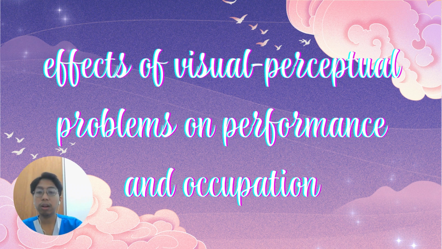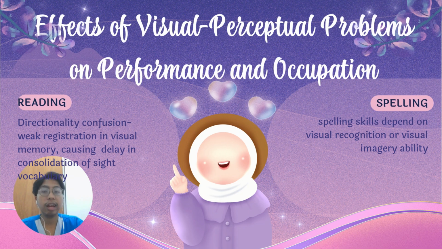Next, I want to talk about the effects of visual perceptual problems on performance and occupation. Let's start with the first one, which is reading. Directionality confusion is equal to weak registration in visual memory, causing delay in recognition of sight vocabulary. When it comes to reading, we need to understand where our eyes go, whether to read from left to right or right to left, from up to down or down to up. If they have a visual perception problem, it would affect them in terms of reading.